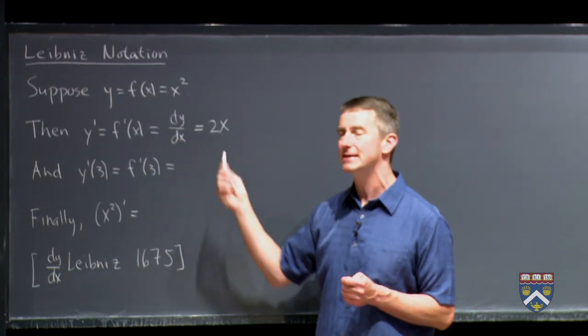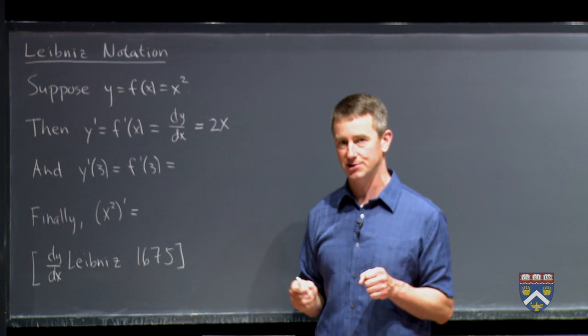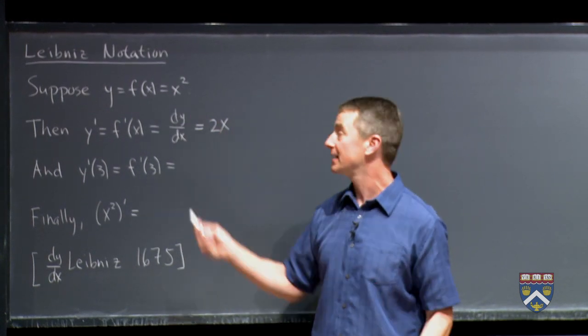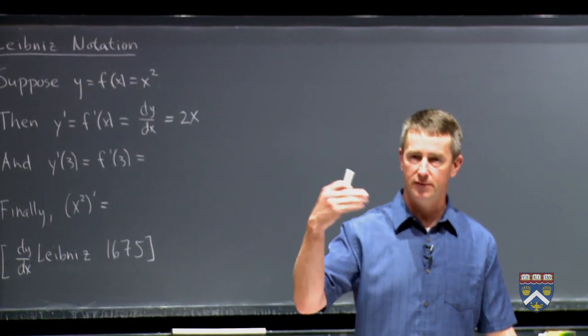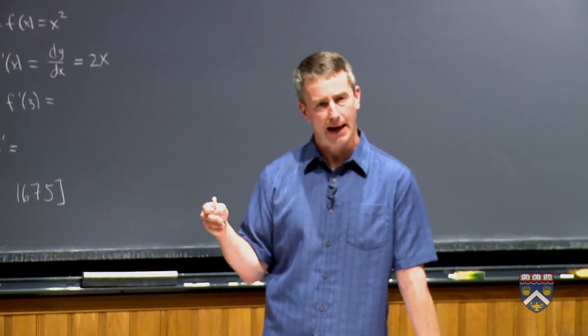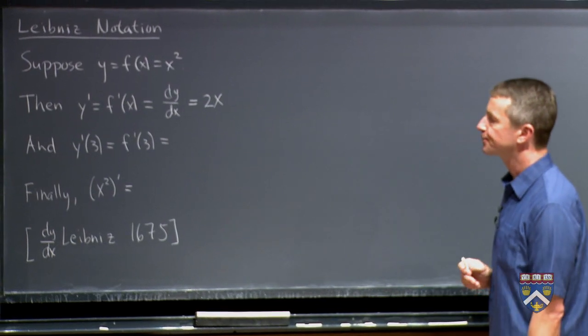However, this symbol is one single symbol all by itself. It is not a true fraction. This is the actual derivative, 2x. It is not a fraction. It reminds us of where the derivative came from, namely by taking change in y over change in x. But then we took the limit, right? And in the end, we got a formula. We didn't get a fraction. 2x is not a fraction. Dy dx is not a fraction.